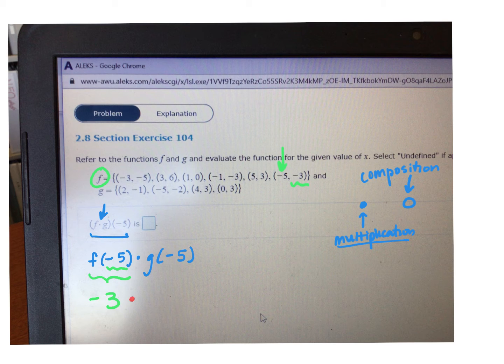And we'll say times. Now let's figure out what g of negative 5 is. So I go to my g function. When I have an input of negative 5, it outputs negative 2. So I'm going to multiply negative 3 times negative 2 to make positive 6. So f times g of negative 5 is a positive 6.